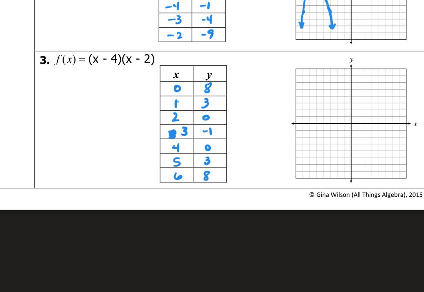All right, and then one more time. Looks like this. And that's pretty much all there is to graphing. So if you have any questions, just let me know.